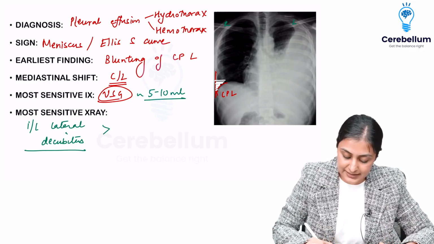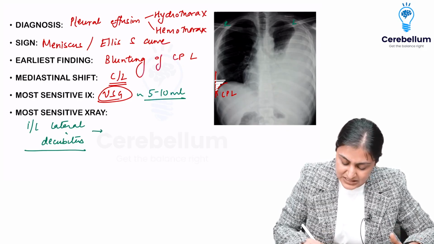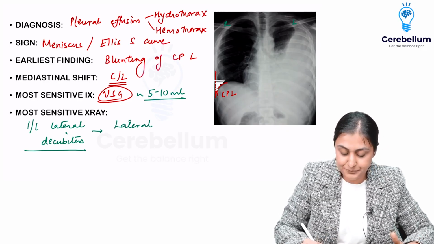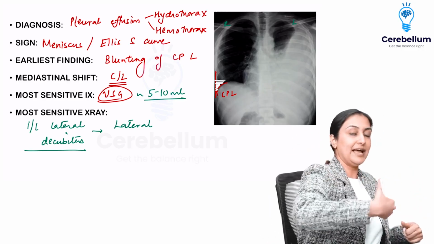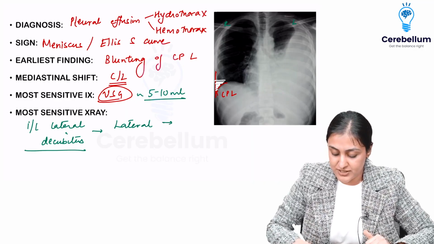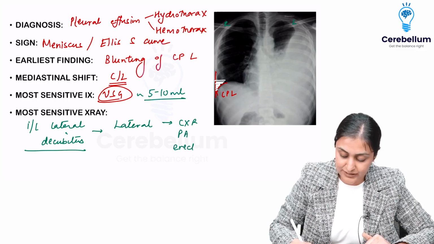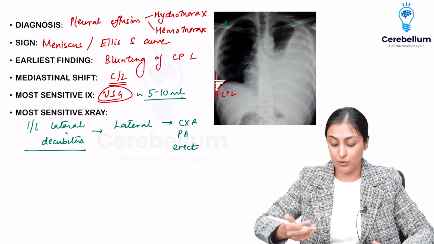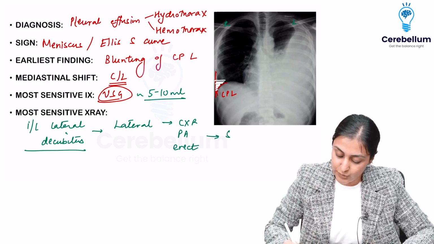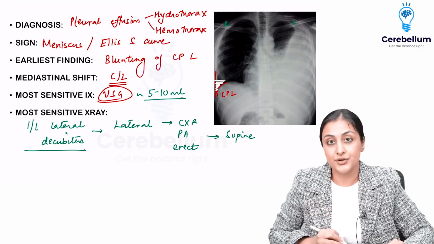Following this, the next in order of sensitivity is a lateral X-ray, where you are on the side and you see the anterior and posterior CP angle. That is more sensitive. Then a chest X-ray PA erect view, where the patient is standing, the most common one that you see here, followed by supine. Supine is the least sensitive radiograph.